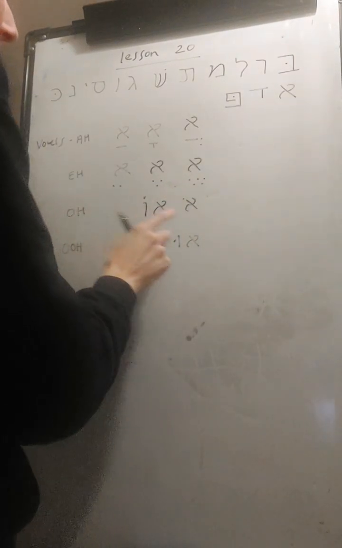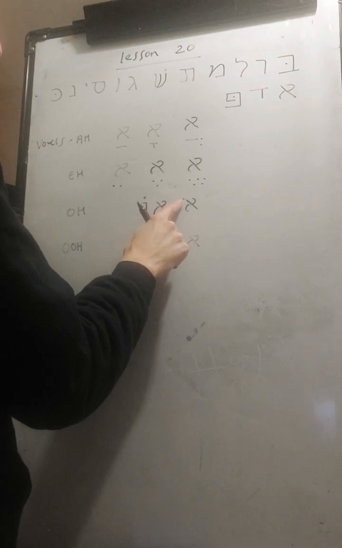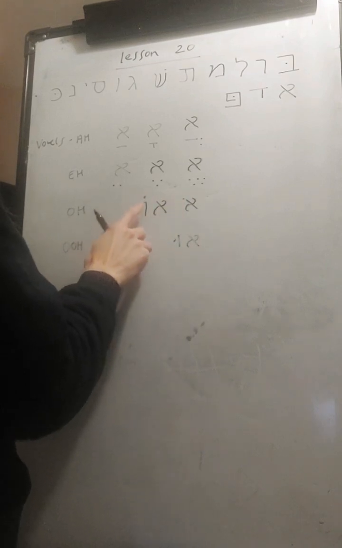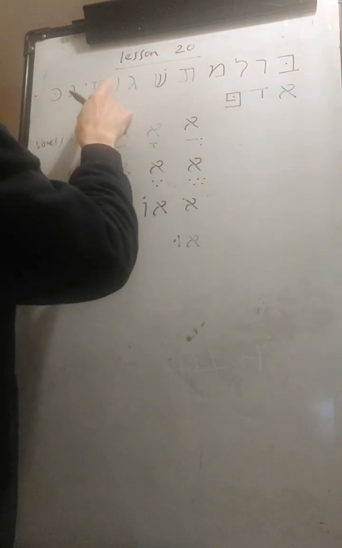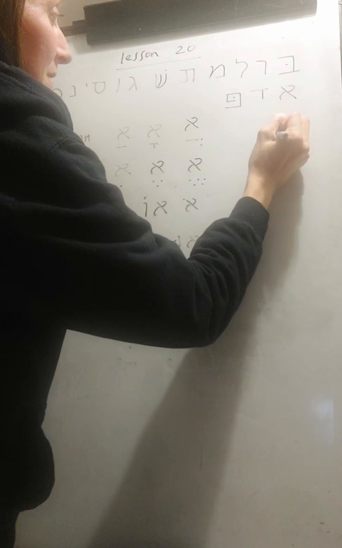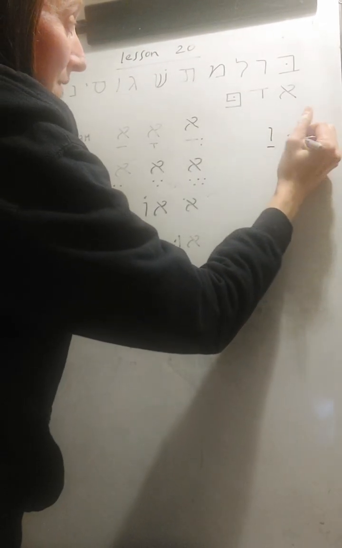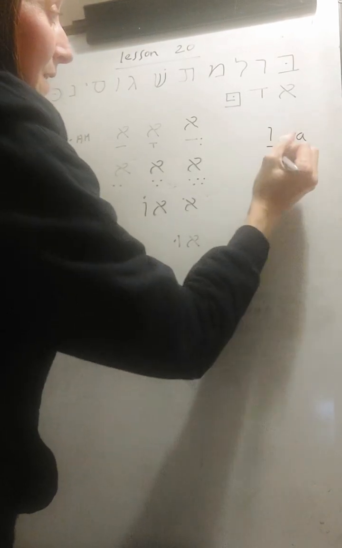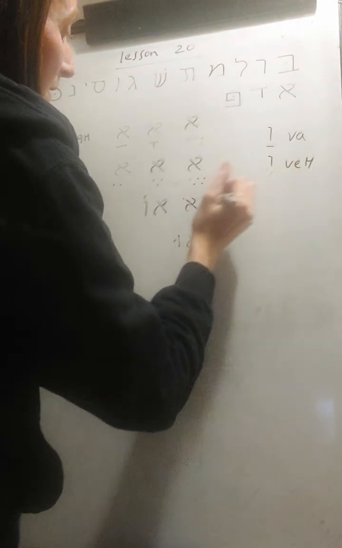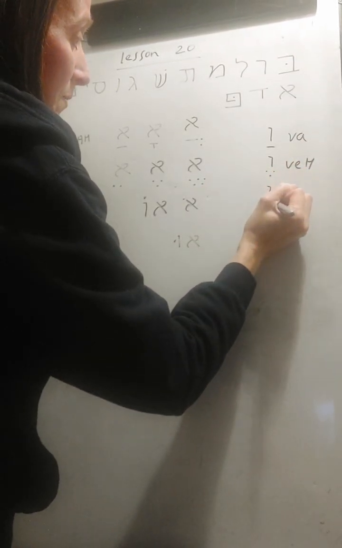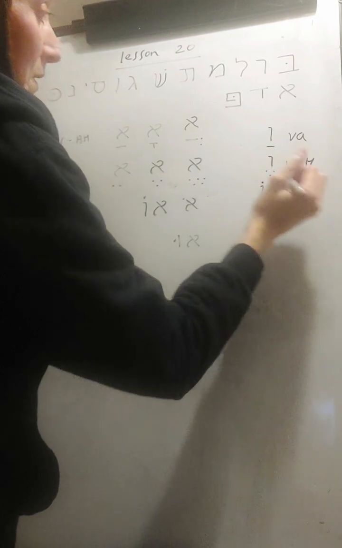The O vowel, which can be written in two ways: a dot to the top left of the consonant, or the vav is used with the dot on top. So remember, the vav can be used on its own as a letter, and it takes on the vowel underneath it. So with the A vowel underneath, it sounds as va. With the E, ve. With the O, it'd be the dot on top, vo.